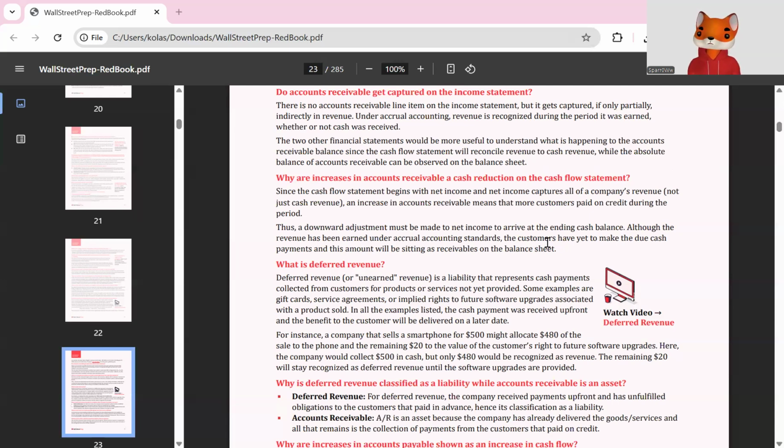For instance, a company that sells a smartphone for $500 might allocate $480 of the sale to the phone and the remaining $20 to the value of the customer's right to future software upgrades. Here, the company would collect $500 in cash, but only $480 would be recognized as revenue. The remaining $20 will be recognized as deferred revenue until the software upgrades are provided.